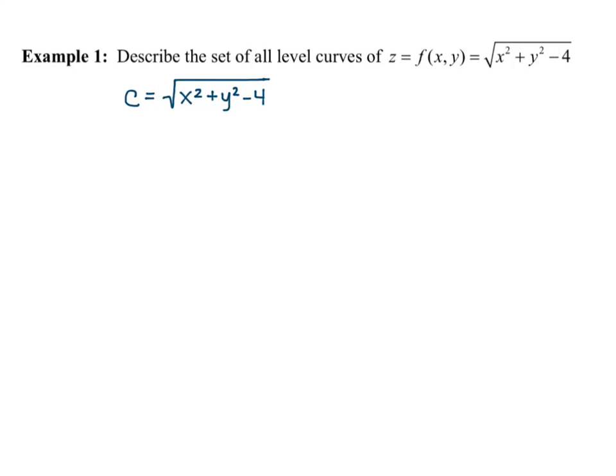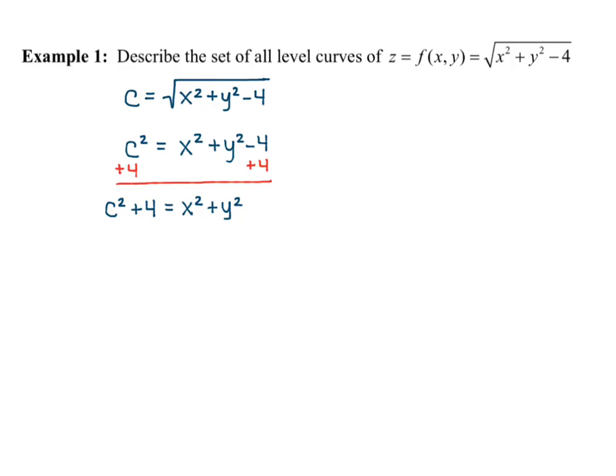To get rid of my square root, I'm going to square both sides. So I have c squared equals x squared plus y squared minus 4. Add the 4 to both sides to get all of my constants on one side and my variables on the other. So I have c squared plus 4 equals x squared plus y squared.